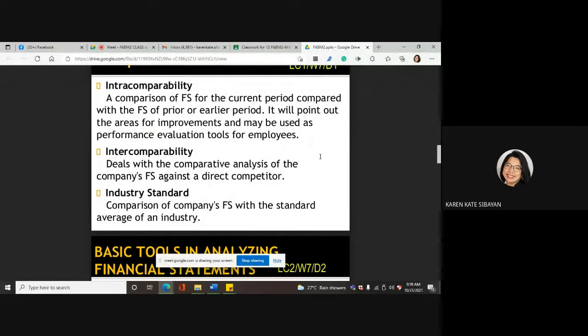Ayan. So we also have intercomparability, which deals with the comparative analysis of the company's financial statements against a direct competitor. Yan. So ito yung kahalagahan niya. So, sa amin kasi, for example, yung nasa Kalbo, if you analyze, dati may dalawa doon, may NTENGs at saka may TJs. Ngayon, wala na. So, I don't know the reason why.